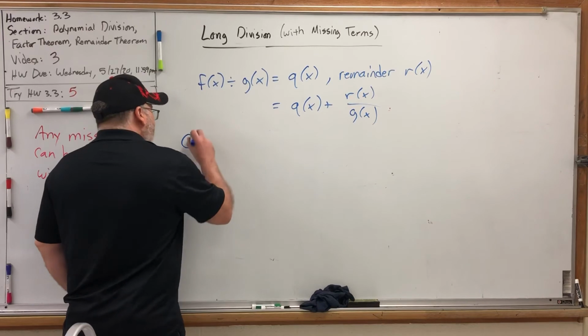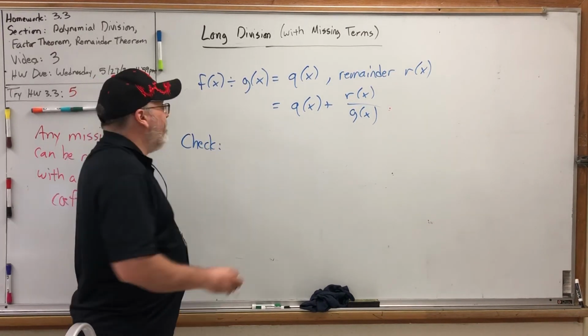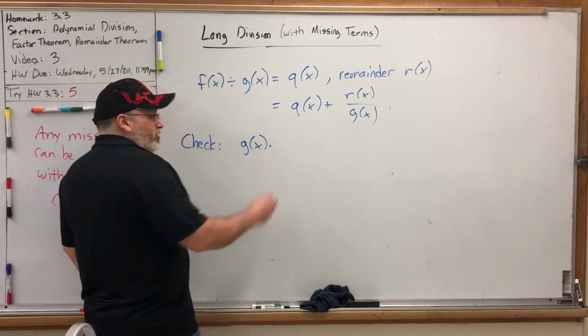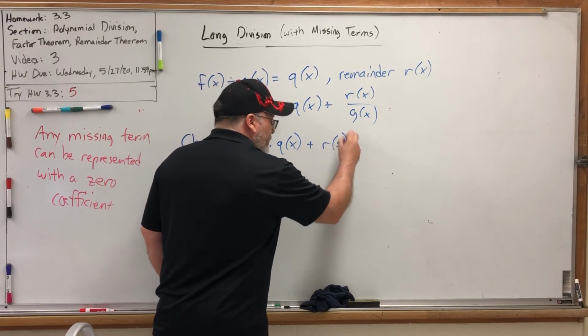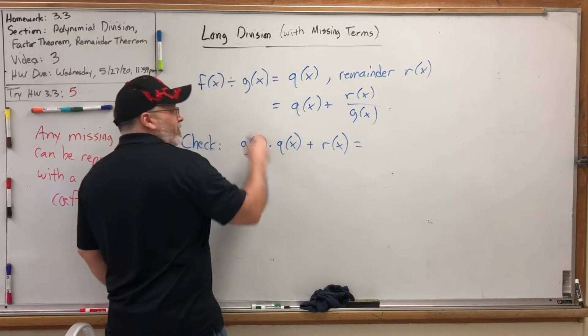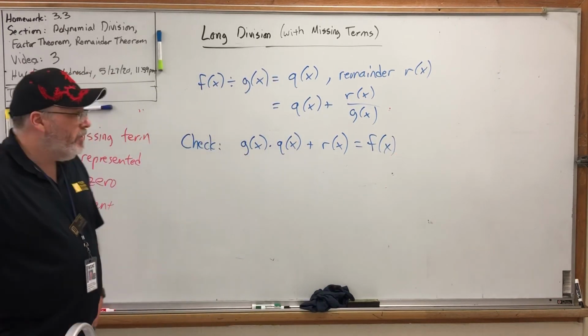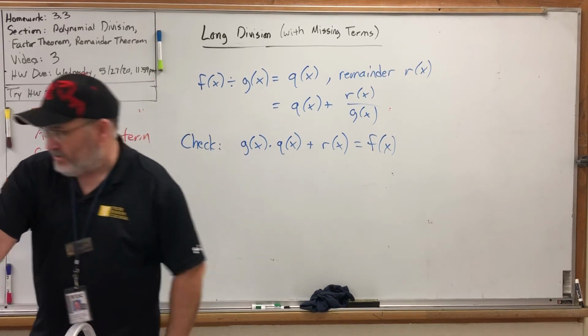The way that you would check this is you would multiply what you divided by, so that was g of x, times what you claim was the answer, which was the quotient. Add the remainder back to it, and you should get back the dividend. Now this is going to be important here in a little while, but I think it's something that you already know, at least on a number level, the way to check a division problem.